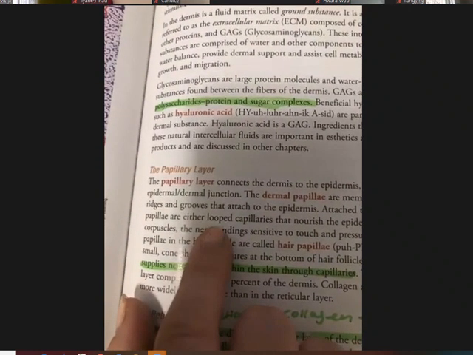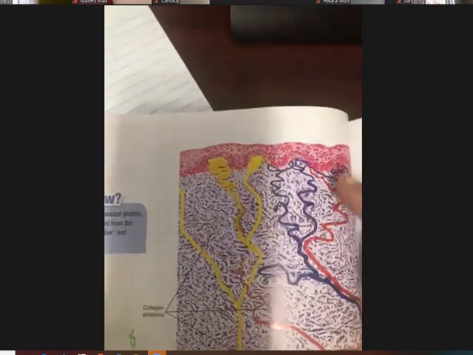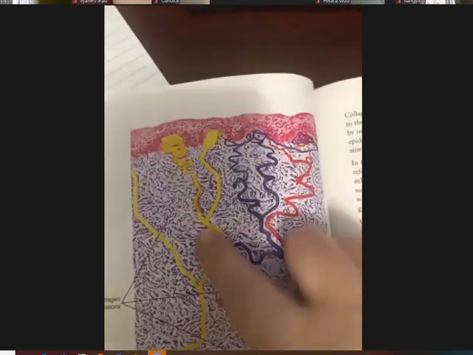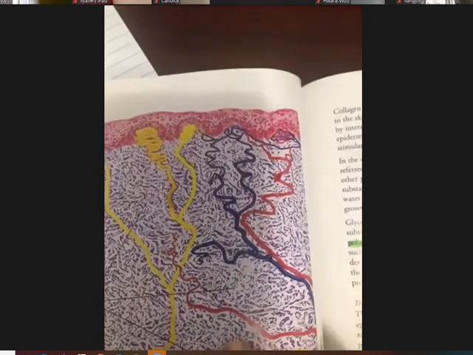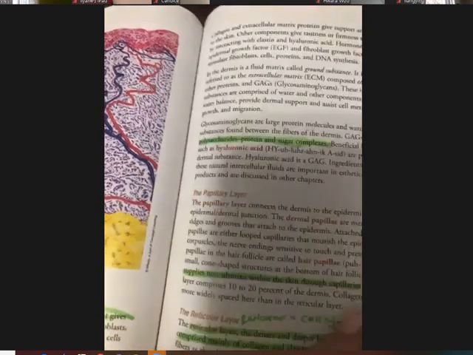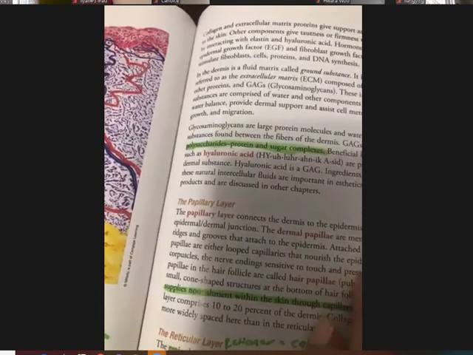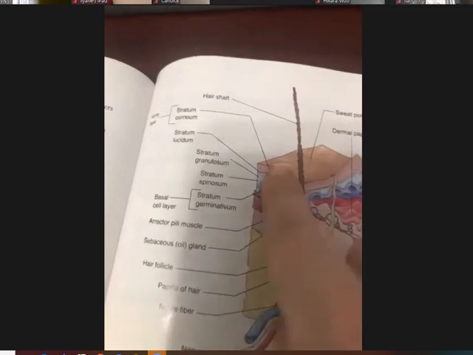Attached to the dermal papillae are loop capillaries. Okay, see here? These are loop capillaries. Okay, capillaries are the ones that carry blood. So blood vessels are found in your papillary layer. Okay, so loop capillaries that nourish the epidermis. You have to understand, our first layer of skin, this one here, our epidermis, there is no blood vessel.